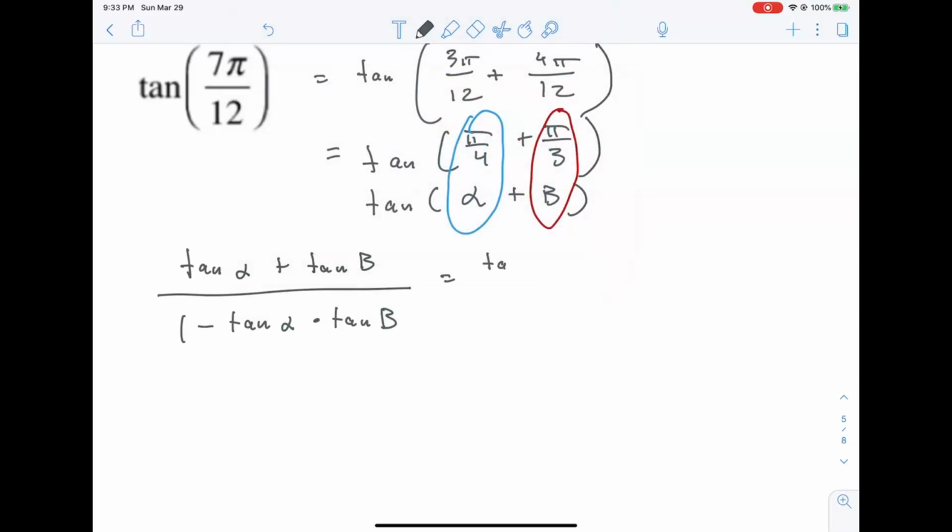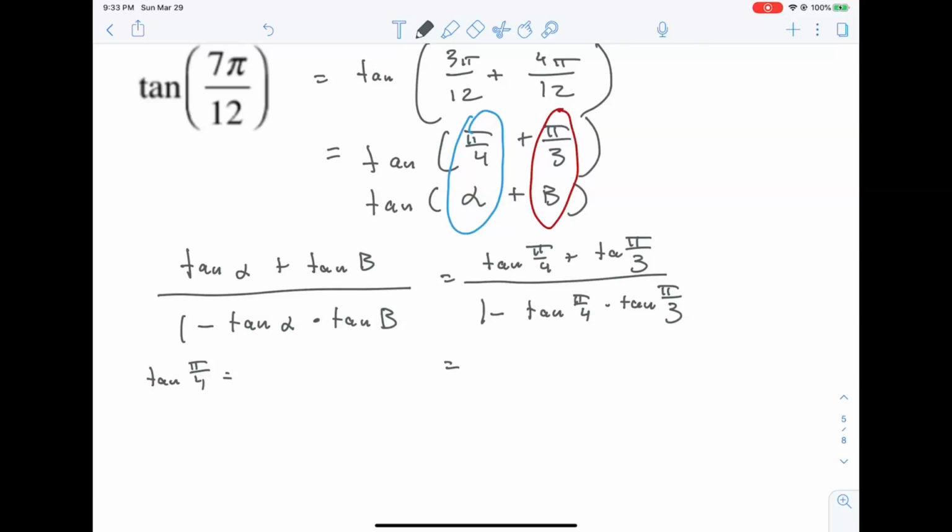That would wind up being the tangent of pi over 4 plus the tangent of pi over 3 all over 1 minus the tangent of pi over 4 times the tangent of pi over 3. Okay. So now we've got to go to the unit circle and find these values. Now the tangent of pi over 4, let's figure this out on the side. Tangent of pi over 4, we look at the unit circle, that's y over x. All right, so that's 1 over radical 2 over 1 over radical 2, which winds up just being 1.